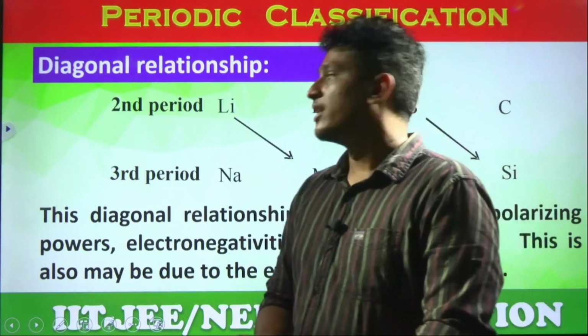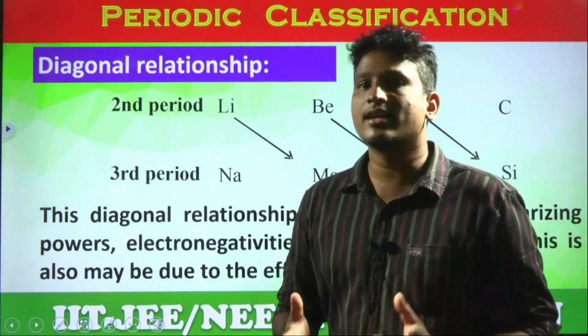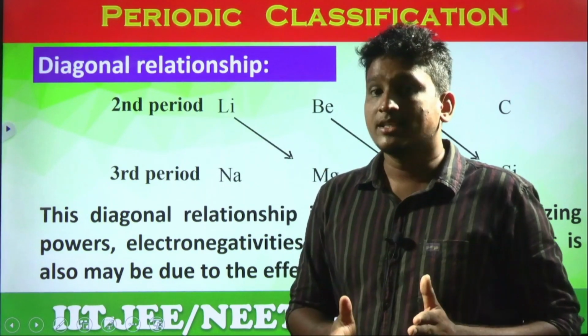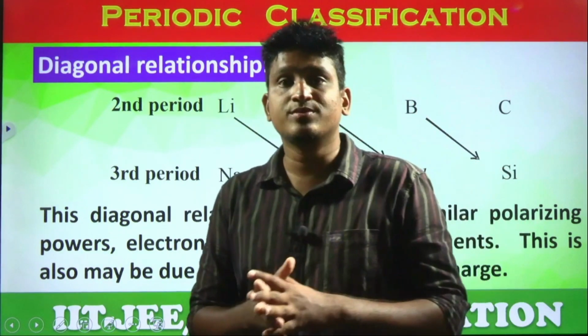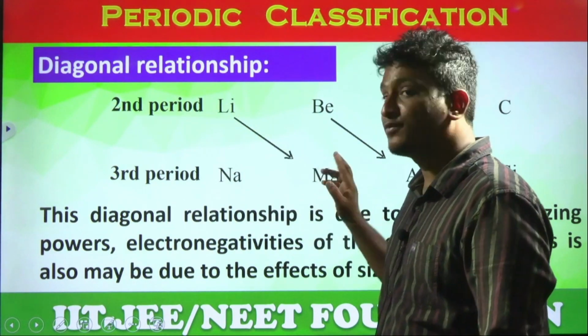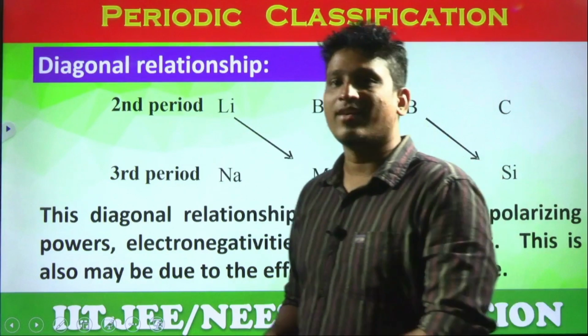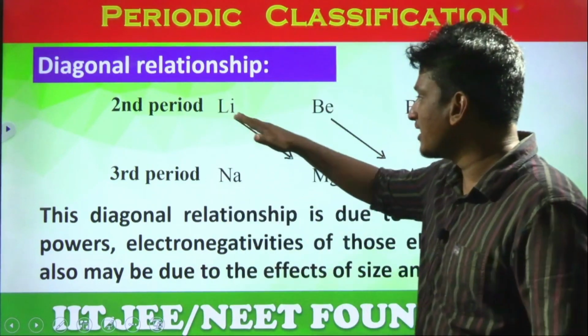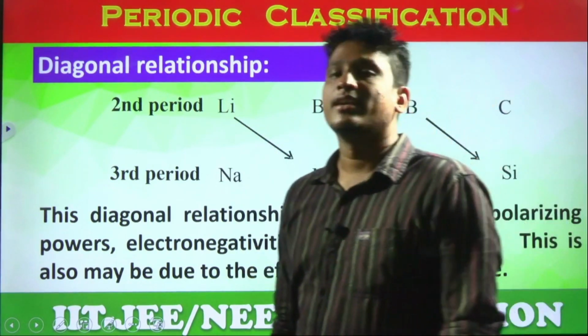Diagonal relationship. Diagonal relationship means similarity isn't seen only in the same group. Similarity can be seen between different groups also. Look at the second period element of group 1 and the third period element of group 2, they show similarity. Why is this happening? That means they're showing similarity diagonally. Yes or no? That's why it is called diagonal relationship.